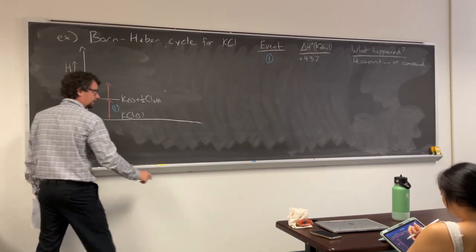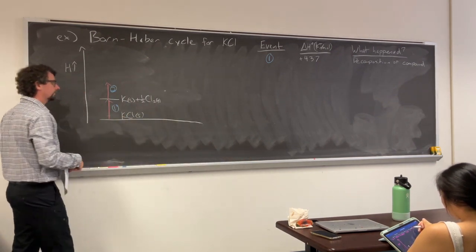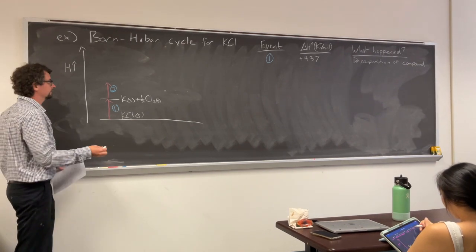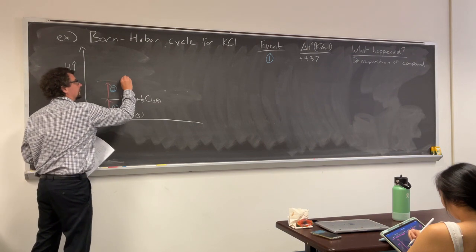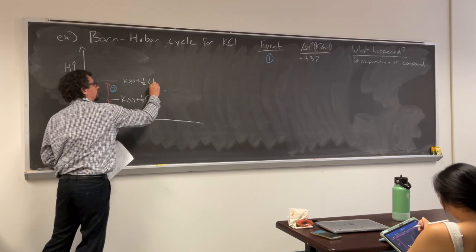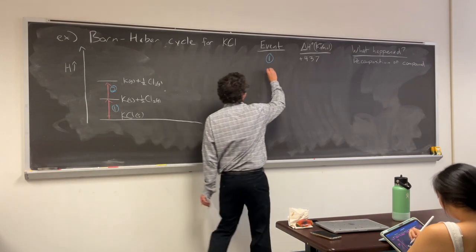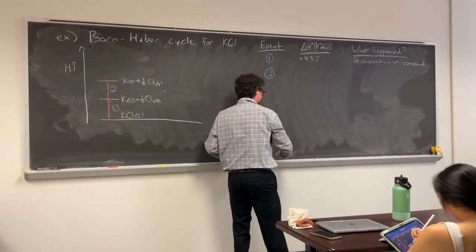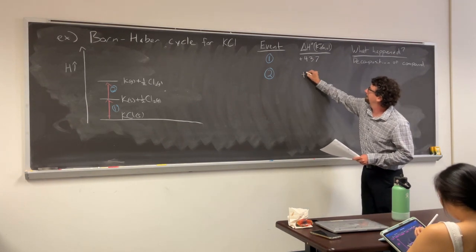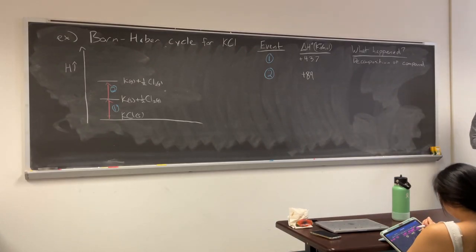Next, number 2. We want to shift everything to the gas phase. Potassium gas, 1/2 chlorine gas. The value for it, positive 89 kilojoules per mole.